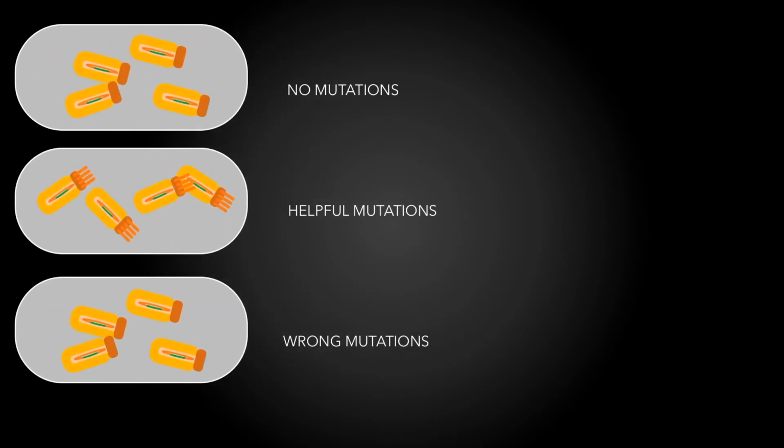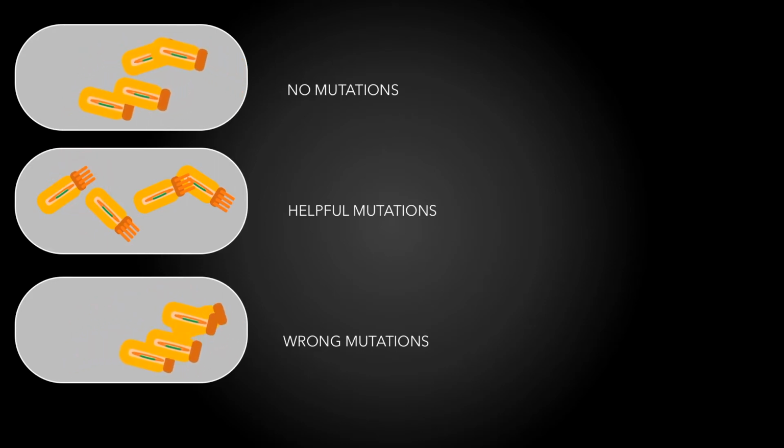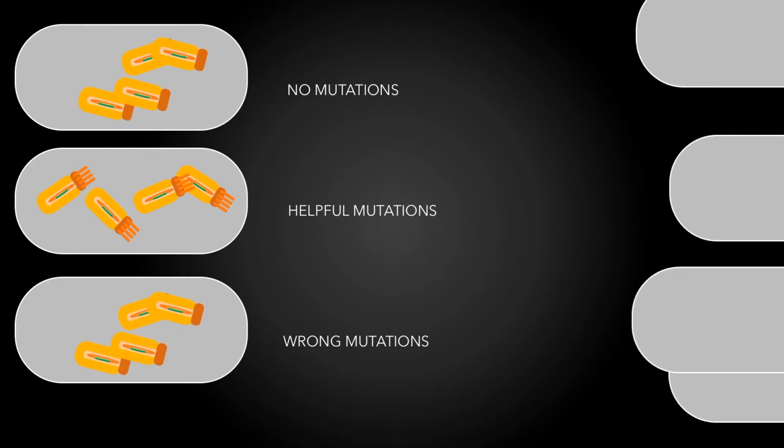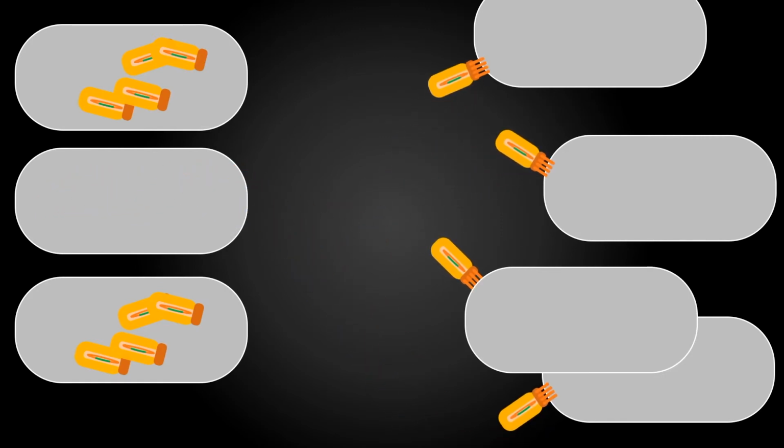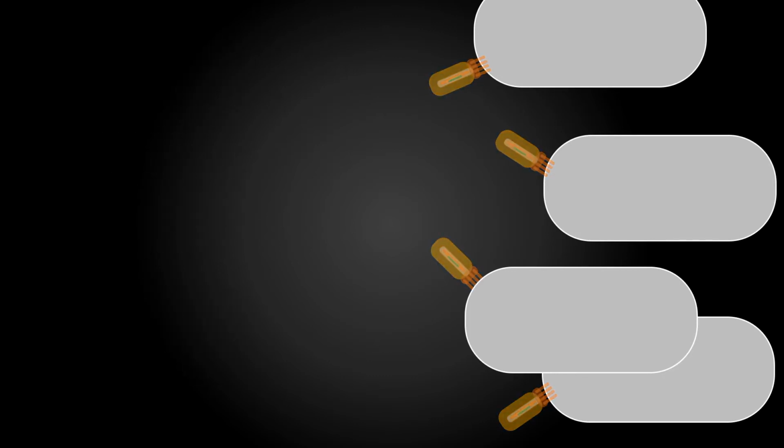As shown by the red circles, the difference is clearly visible. So phages with no or wrong mutations won't be able to leave their host to reproduce. In contrast, phages with helpful mutations are released, infect new cells and thereby propagate. So only the fittest gene variant of our proteins survives in the end.